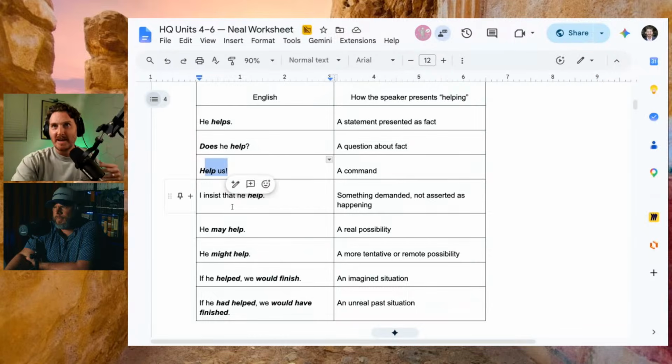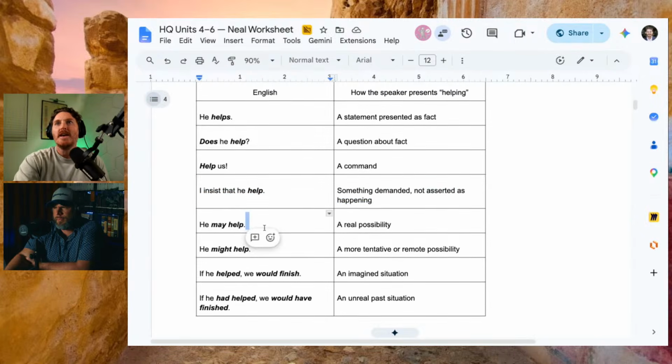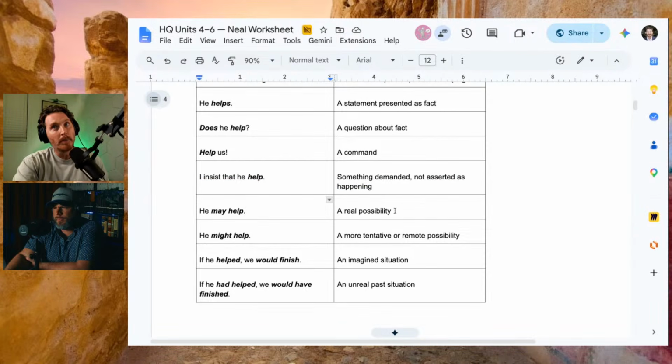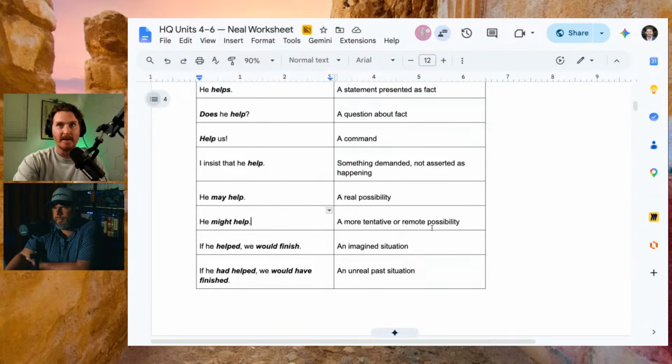Help is a command. Insist that he help. Sounds a little formal, but you wouldn't say I insist that he helps. You could say that, but it's technically not good English, right? He may help. That's a real possibility. We think he may help, but it sounds kind of doubtful. He might help. That's a bit more tentative and more remote than may. So may is like, we think he's likely to help. That's subjunctive.